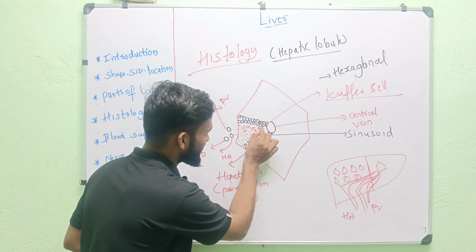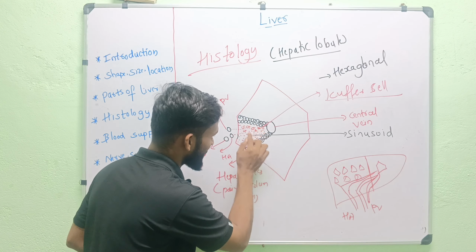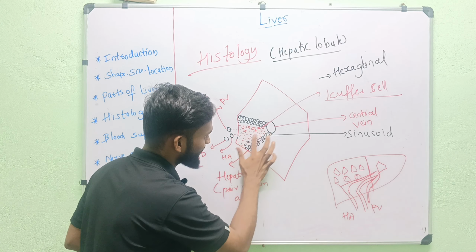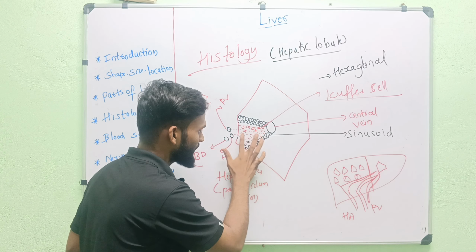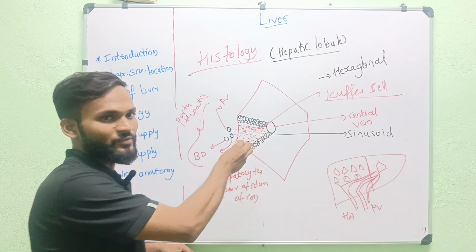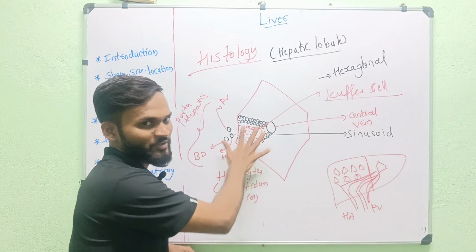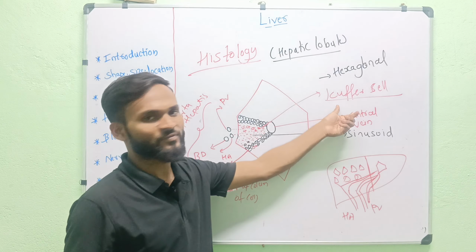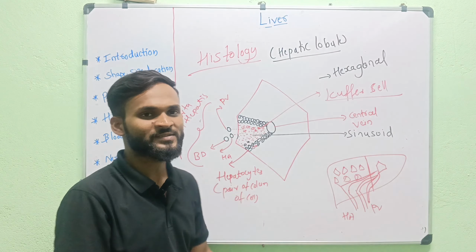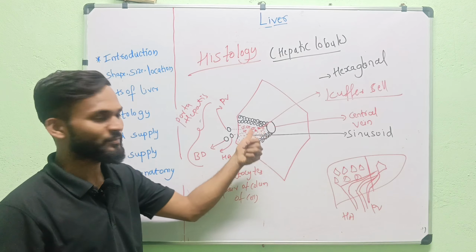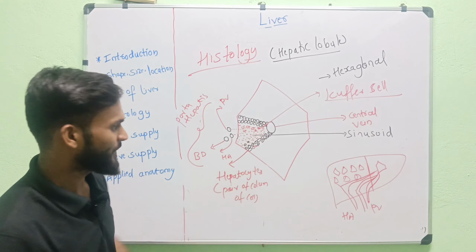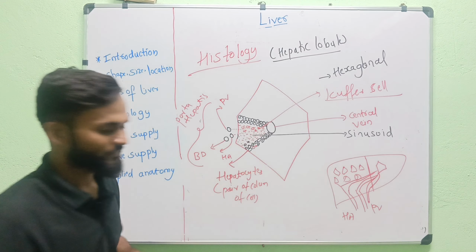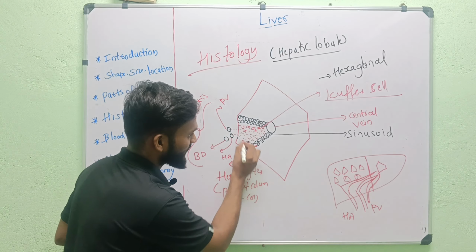Then these macrophages which are present in the sinusoids are going to kill all pathogenic microorganisms inside your blood. The blood becomes nutritionally balanced, and all pathogenic microorganisms are killed by your macrophages. The name is Kupffer cells. Kupffer cells are specialized macrophage cells which kill all the pathogenic microorganisms present in your blood. Also, your hepatocytes are going to metabolize this blood.